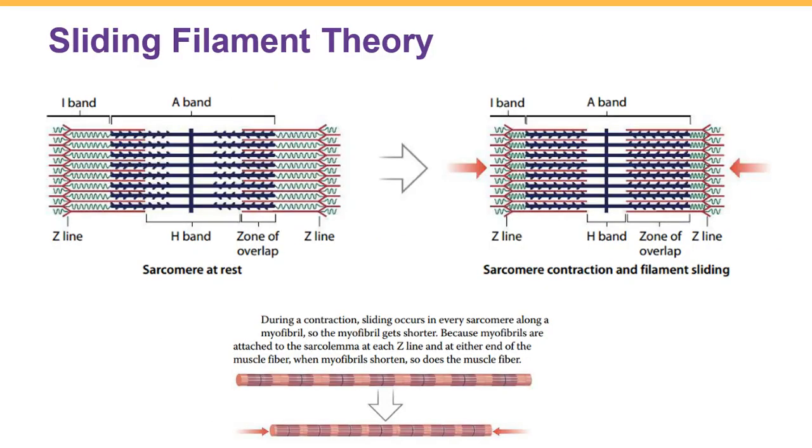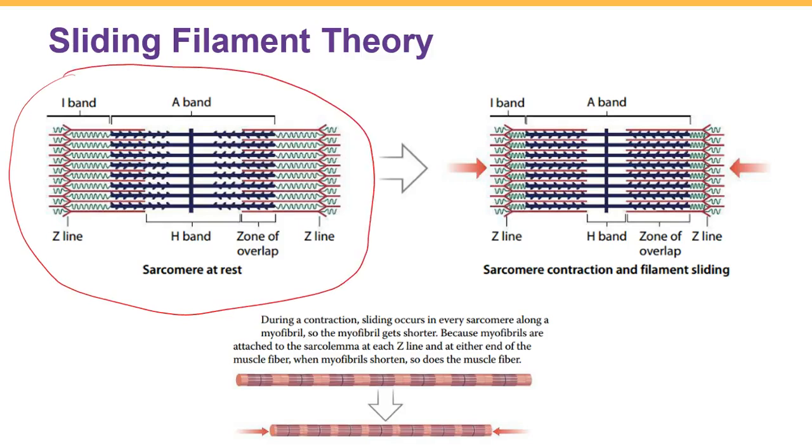Now let's talk about how muscles actually contract. We are using the sliding filament theory to understand how muscles contract. During the contraction, our thin filaments slide past the thick filaments. As you can see in this picture, that is our sarcomere at rest, and this is the sarcomere in contraction.